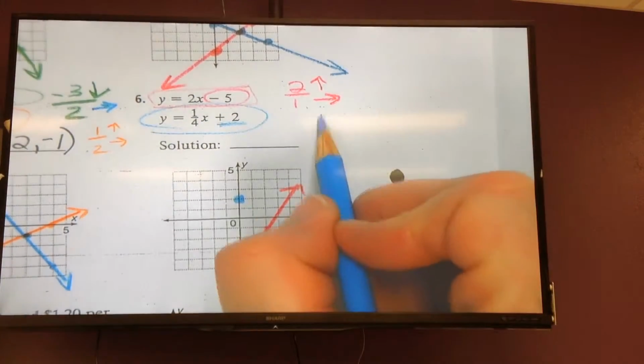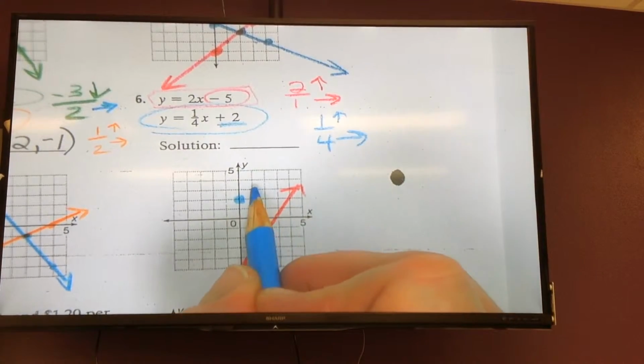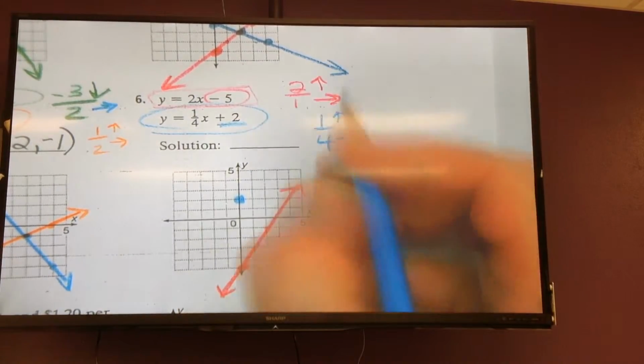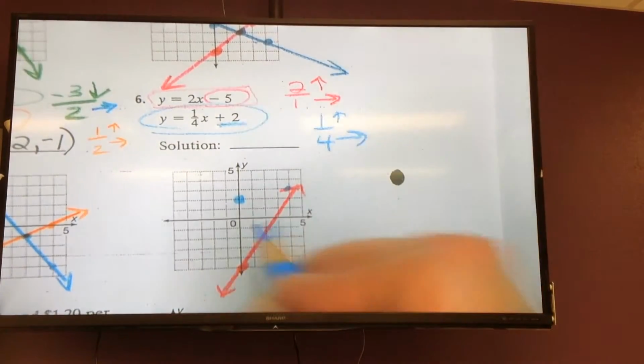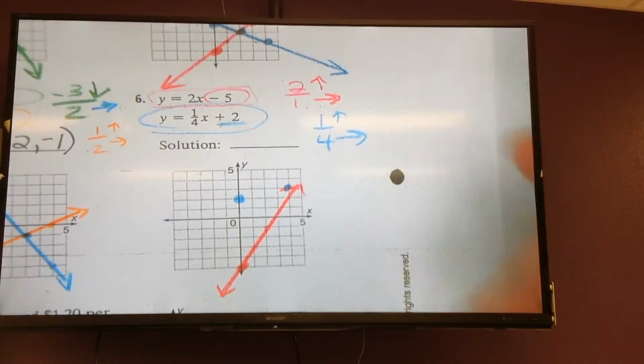My slope is 1/4. That means it's up 1 to the right 4. Up 1 to the right 4. 1, 2, 3, 4. I get it there? Okay. Up 1 to the right 4. We have to keep going with that.